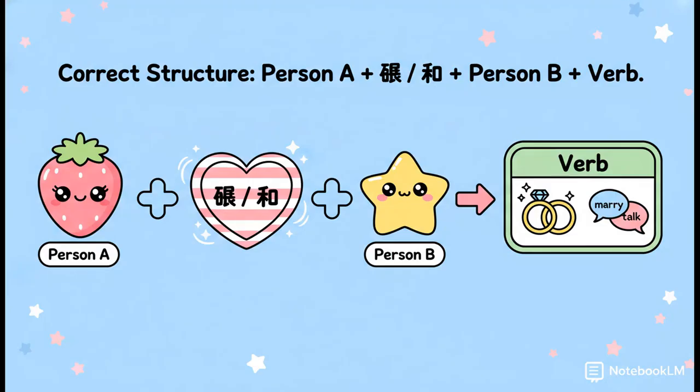You have to use 跟 or 和, which in this context both basically mean with or and. So the structure you have to burn into your brain is person A with person B does the action. 我跟他结婚了. I, with him, got married.